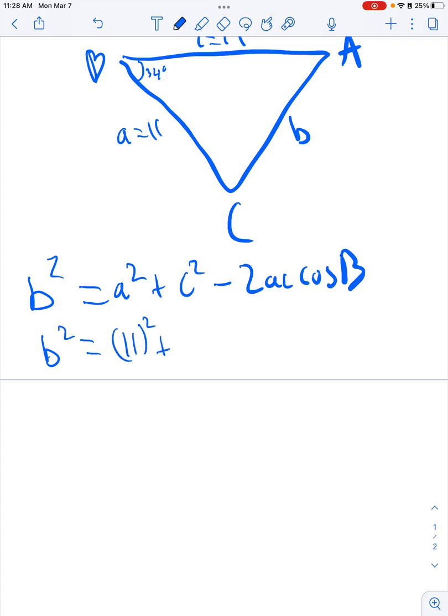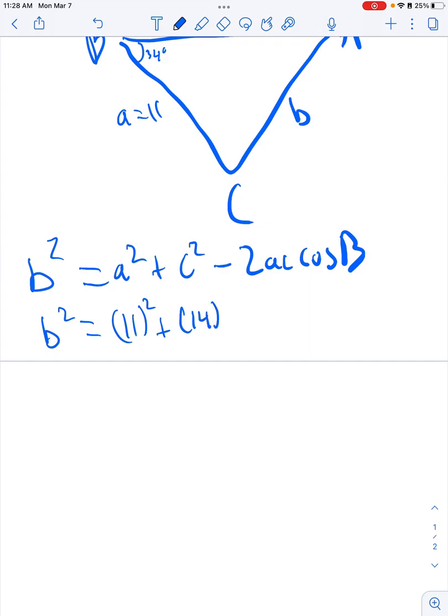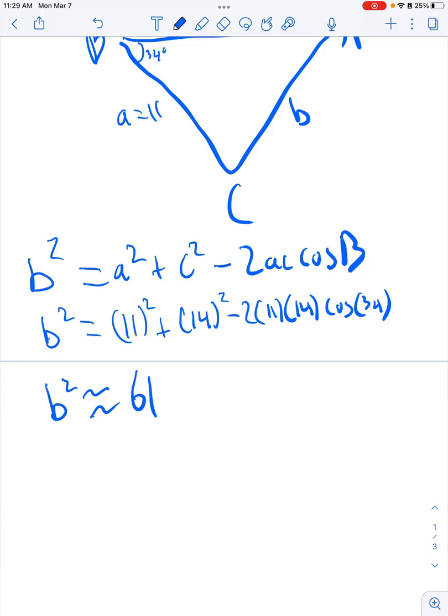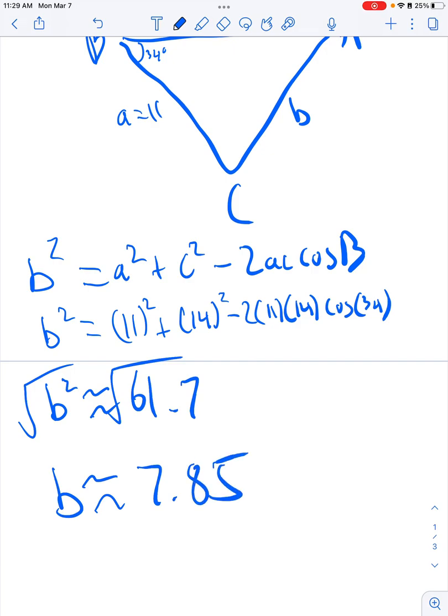Filling in what I know, B squared equals 11 squared plus 14 squared minus 2 times 11 times 14 times cosine of 34. When you simplify that, you get B squared is approximately 61.7, but we don't want B squared, we want just B. So if we take the square root of that, we get approximately 7.85.